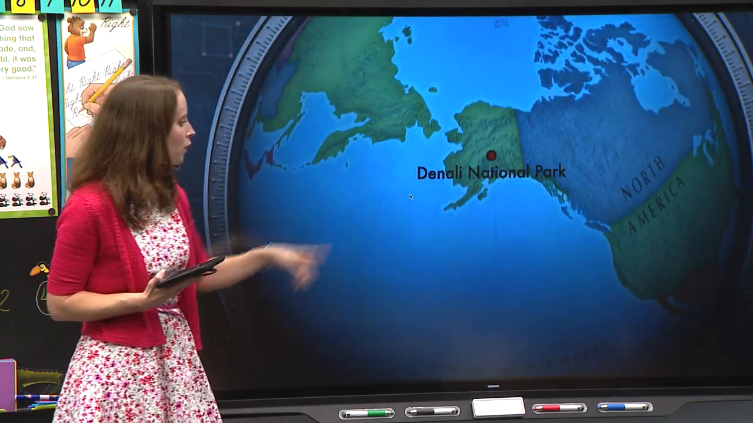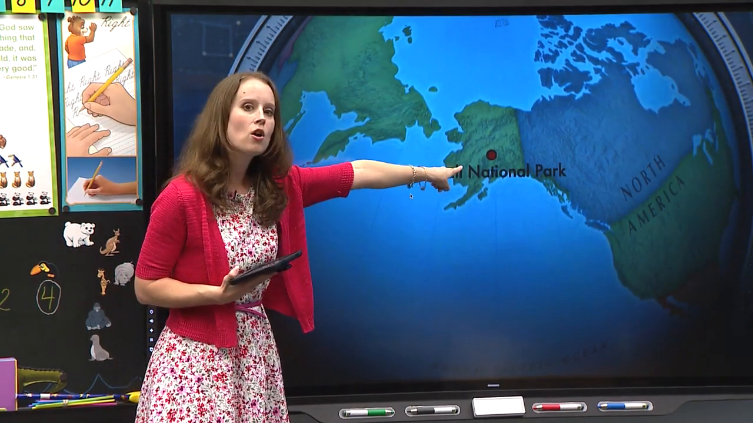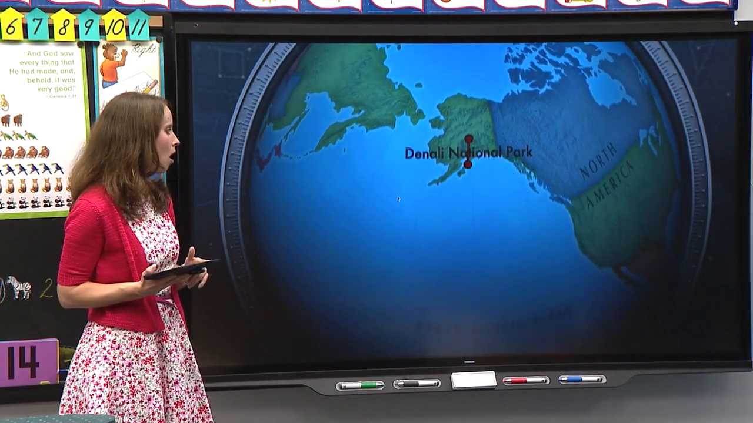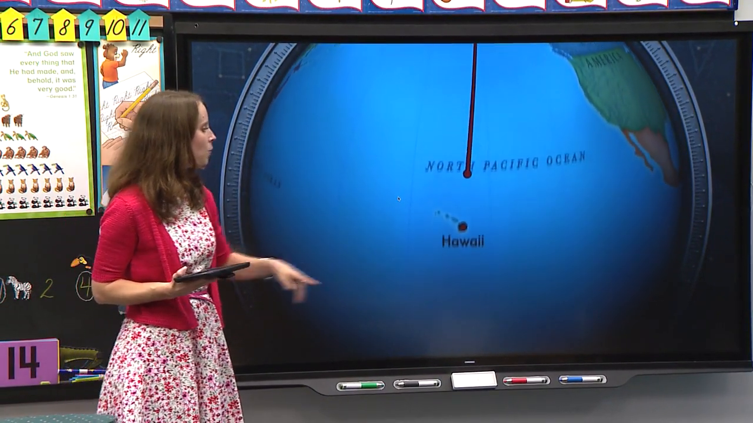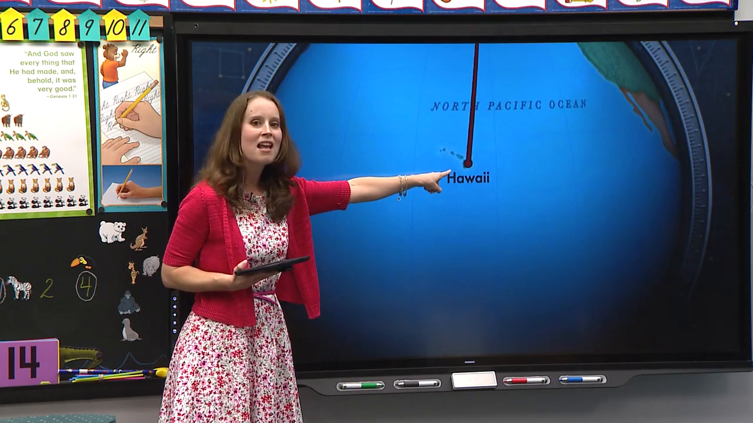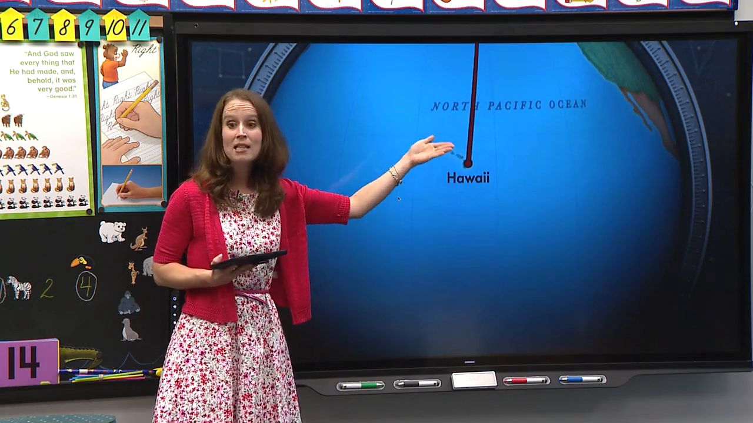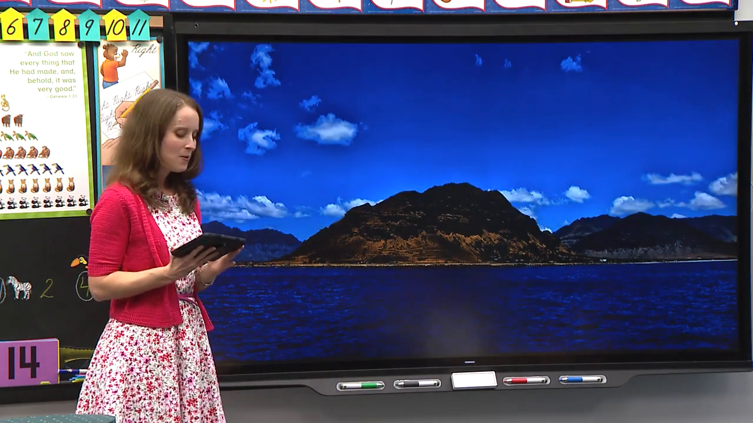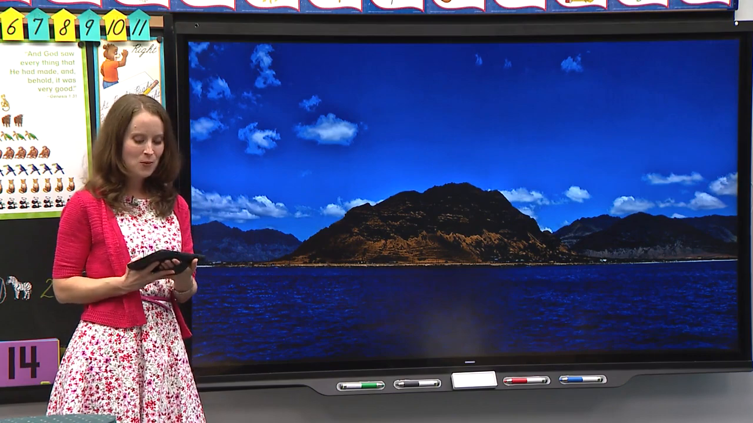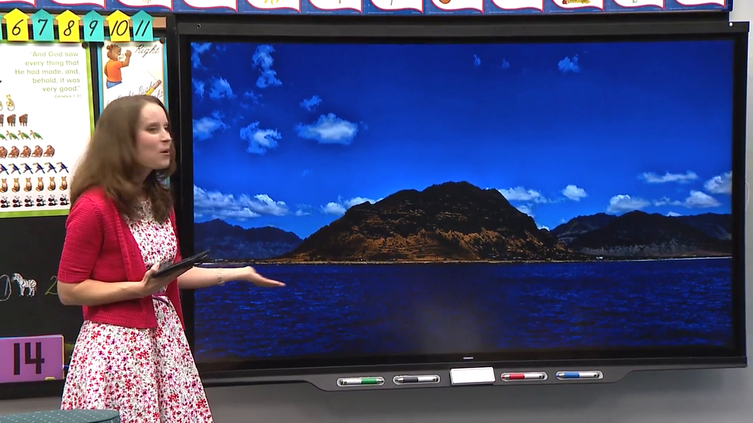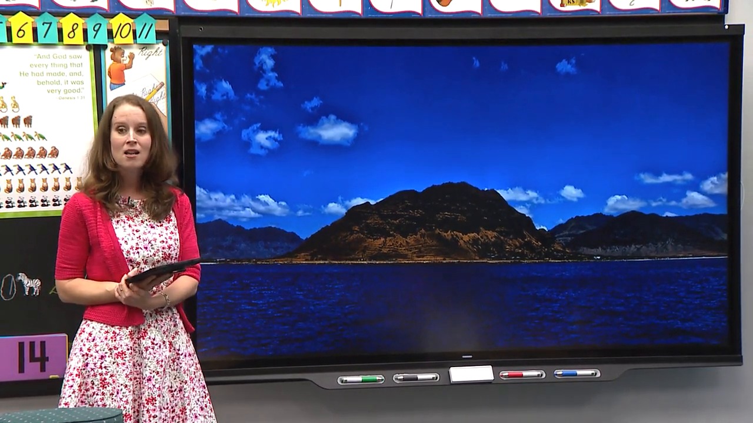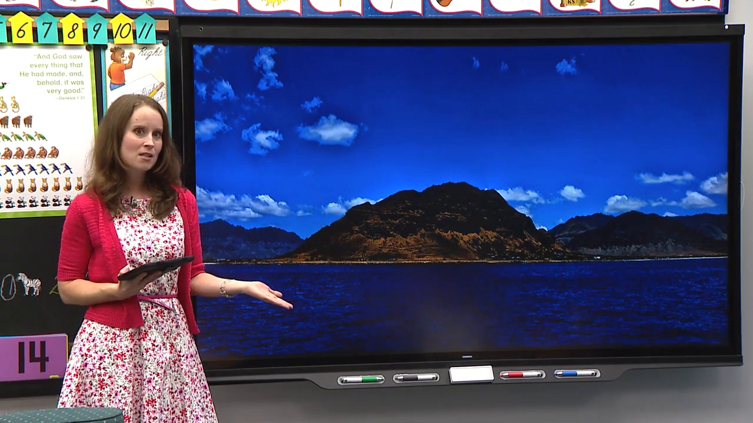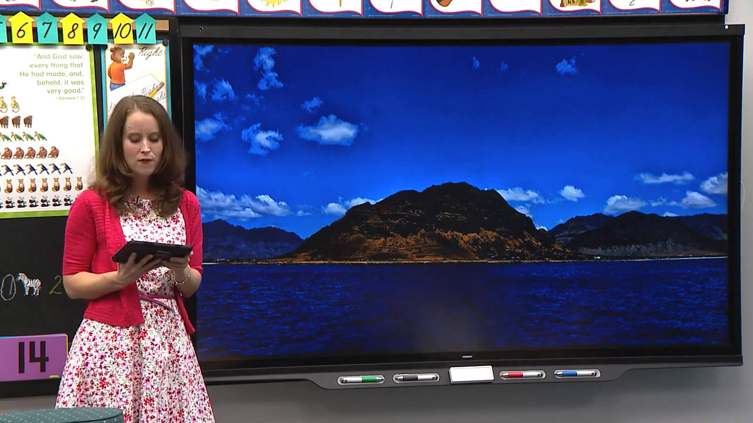Now, if we look from Alaska to Hawaii, we could start all the way up here at Denali National Park. We would travel across the Pacific Ocean, and then we would make it to Hawaii. And again, notice those islands. Hawaii is more than one island. It's many islands to make this one state. Now, Hawaii is actually 132 islands, and you can see just a quick picture of how beautiful Hawaii is. Hawaii is the 50th state. So Alaska was the 49th state to be a part of our country, and Hawaii was the 50th state.